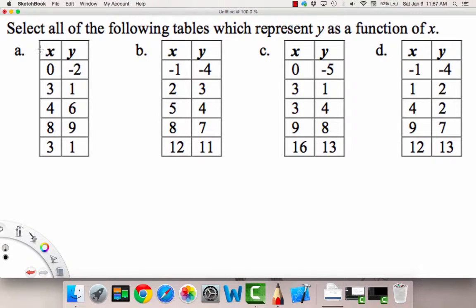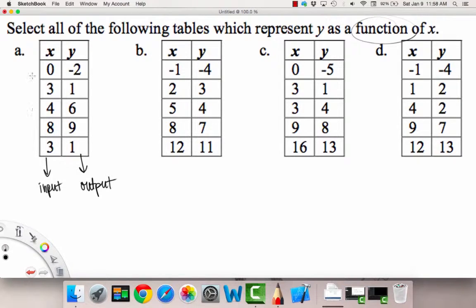Alrighty, number 2. We're going to select all of the following tables which represent y as a function of x. This is a little bit different from the examples in the concepts video just because they're vertical tables, but it means the same thing. This column is our inputs, okay? And this column are our outputs. The same exact thing goes for B, C, and D as well. What we're looking for is whether these tables represent functions or not. That means for each unique input, we can have only one unique output.